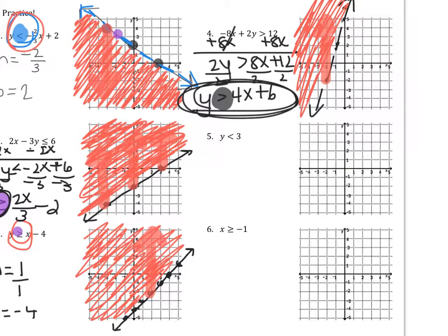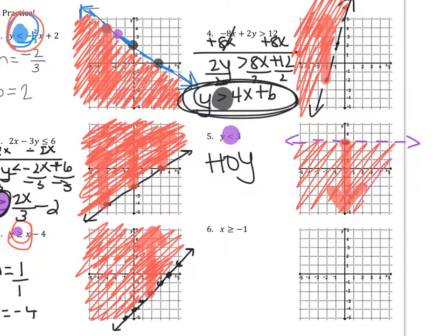So the next one, it's a special type of line. It's a horizontal line. So I'm going to plot it at 3. And am I going to draw a dotted line or a solid line? Well, I got to look at my inequality symbol. I'm going to draw a dotted line. And because it's less than, does that mean I'm shading above or below? Well, I'm shading below, so I'm going to draw a down arrow. And that tells me I shade over here.